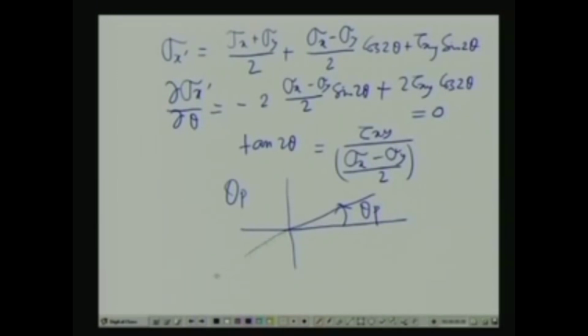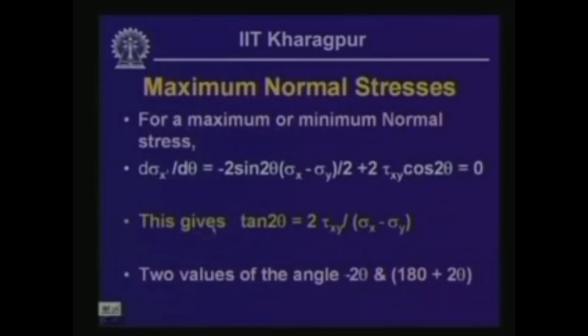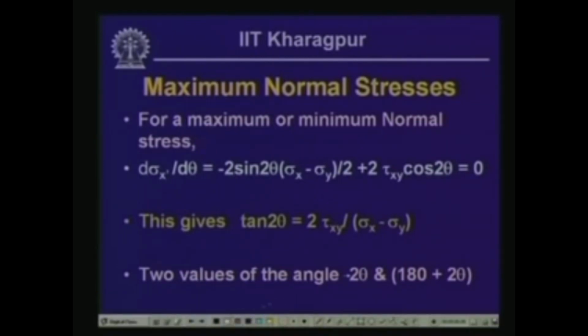Also, we will get another angle which is at 180 plus theta, as tan of 180 plus theta is equal to tan theta. Hence, we have one as twice theta p and another angle at 180 degrees plus twice theta p, which will give us two values. So, this is the derivative of the normal stress and this is the value of tan 2 theta, and we will get two values of this root, 2 theta and 180 plus 2 theta. We have designated these as theta p and 180 plus twice theta p.